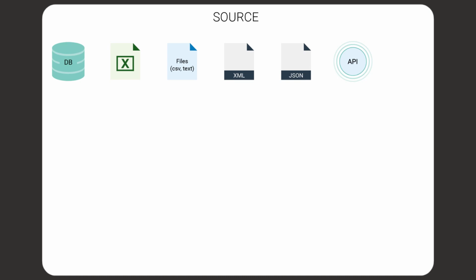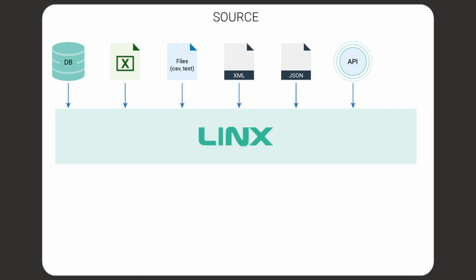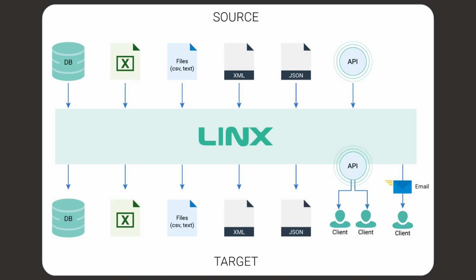For example, you may have a database, Excel file, flat files such as CSV or text, XML, JSON, or API, or even a binary file that you need to read data from. With Linx, you can build an application that will read the data, and you can also apply any transformations that you need onto that data. The data can then be sent to any target, again, such as database, Excel file, flat file such as CSV or text, XML, JSON, sent via email, or you can even distribute the data via an API that you configure and that is then hosted and monitored by Linx.